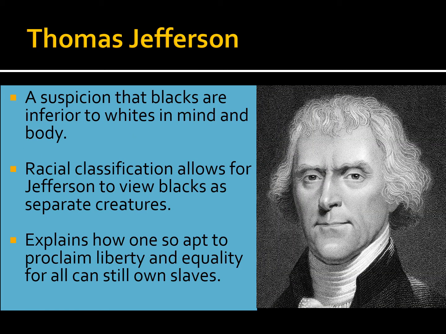So if we look at some of the earlier writings that were coming out about race during this time, we have one from our own history here in the United States, Thomas Jefferson, who actually wrote that he had a suspicion that blacks are inferior to whites in both mind and body. And the racial classification system at the time allows for people like Jefferson to view blacks as quote-unquote separate creatures, and explains how one so apt to proclaim liberty and equality for all can still justify owning slaves, right?